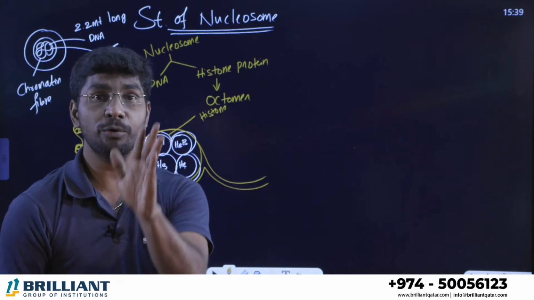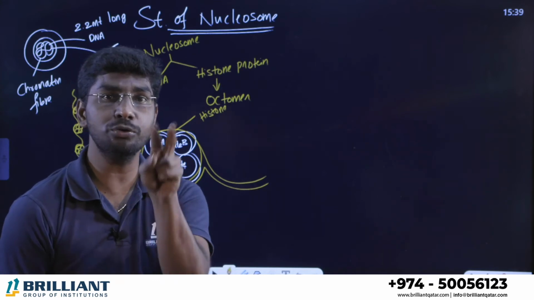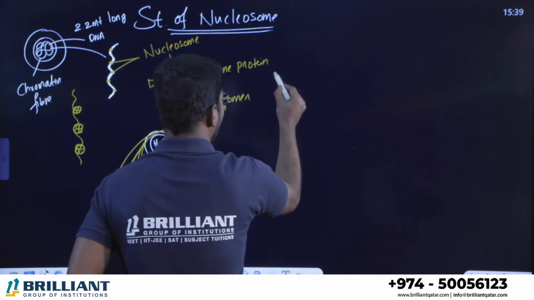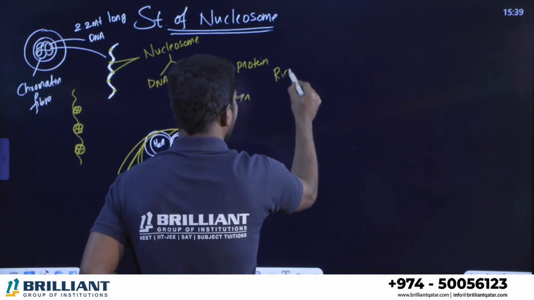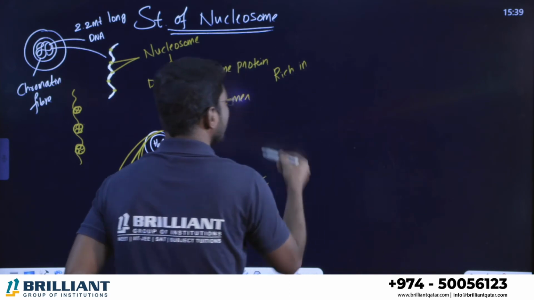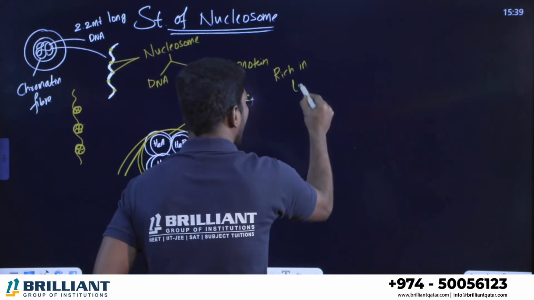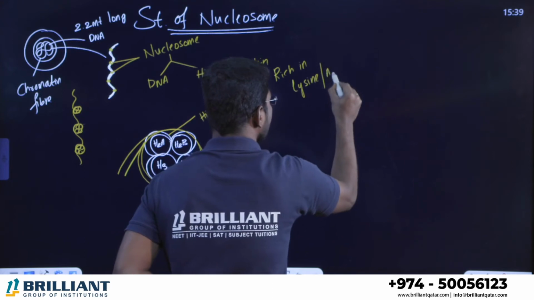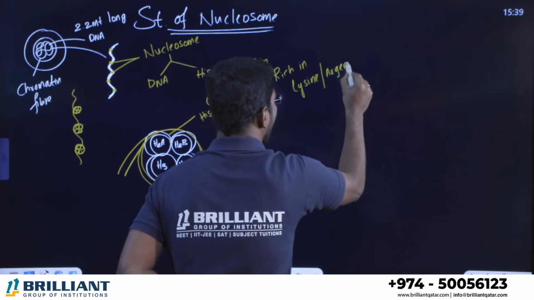And histone proteins are rich in two different types of amino acids. Histone proteins are rich in the amino acid called lysine, and one more amino acid called arginine.